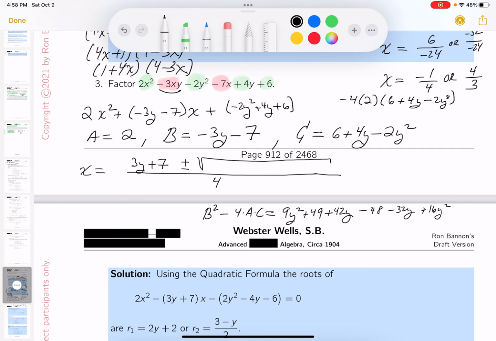And yeah, it's work. There's no doubt about it. Let me see if I can get things to come together. So I'm seeing 9y squared, 16y squared. That's 25, isn't it? And let me do the y's now. 42 minus 32 is 10y. 49 minus 48 is plus 1. I hope that's not too difficult. Oh boy, I'm not even halfway done. Let's keep going.